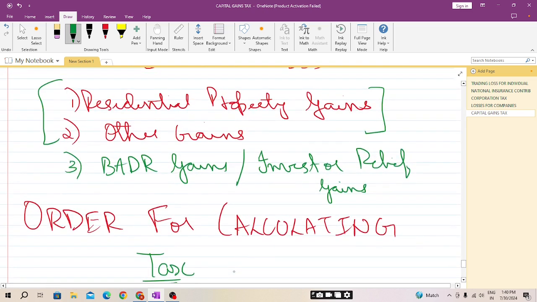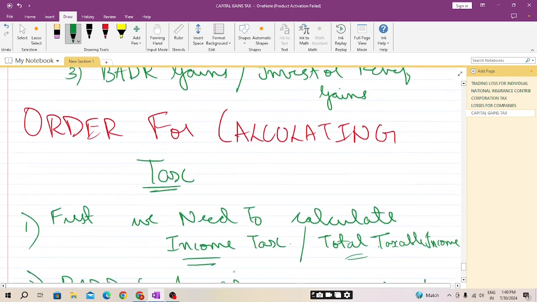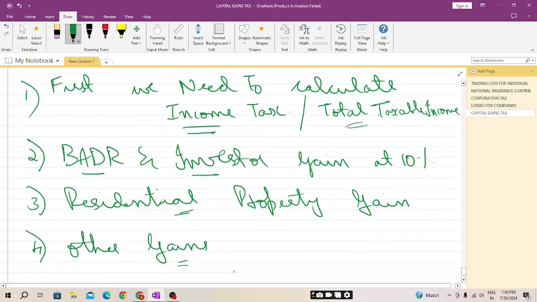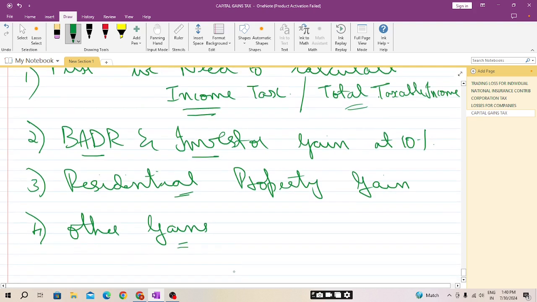The order of offsetting: we are offsetting the AEA against residential property first because it is taxed at a higher rate. I hope this is clear. Then other gains. But when calculating the tax also, first we need to calculate the income tax, then residential property, and then other gains. This we will be covering, students. But you need to remember this format so that when we do this topic, you will not be confused.